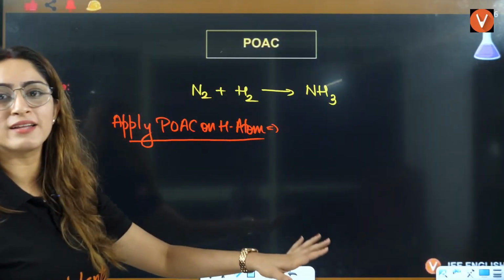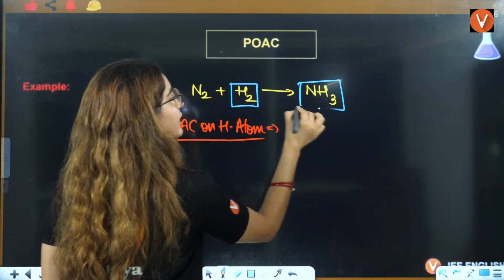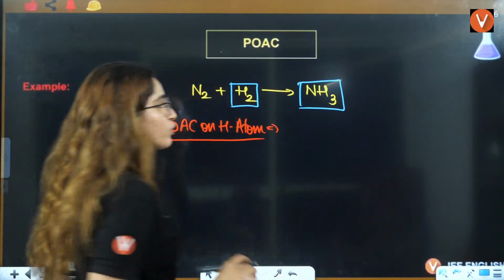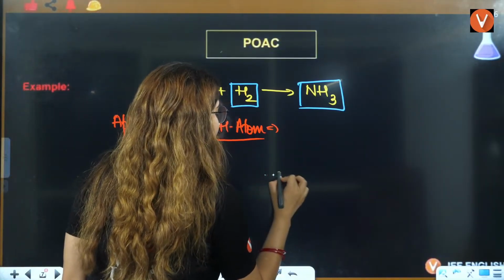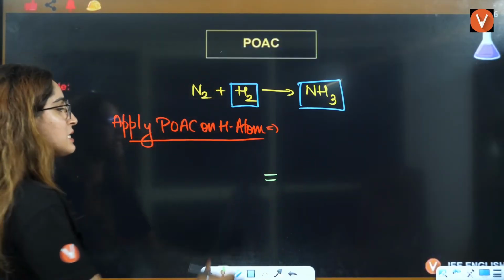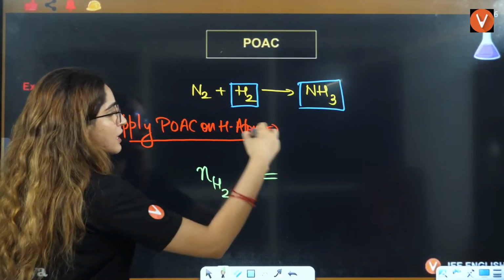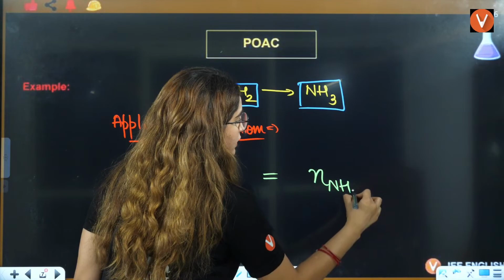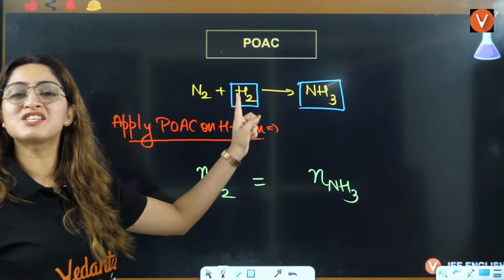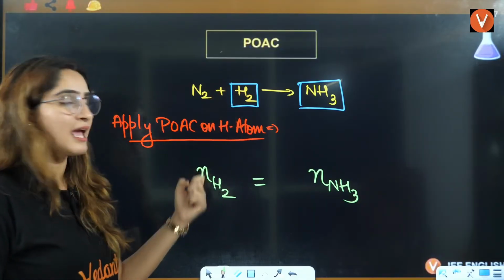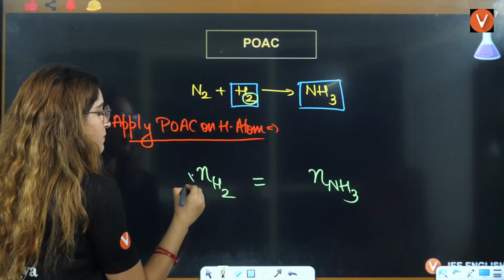Now, if I have to apply this on hydrogen, hydrogen is present here and hydrogen is present here. So, firstly, I have to tick mark wherever hydrogen is present. Now, I will equate it, left side equals right side. On the left side, what I have is number of moles of H2. Here I have number of moles of NH3. Now I have to multiply it with a digit. Tell me which digit I will multiply this H2 moles with. Here you have 2, so it will be multiplied by 2.